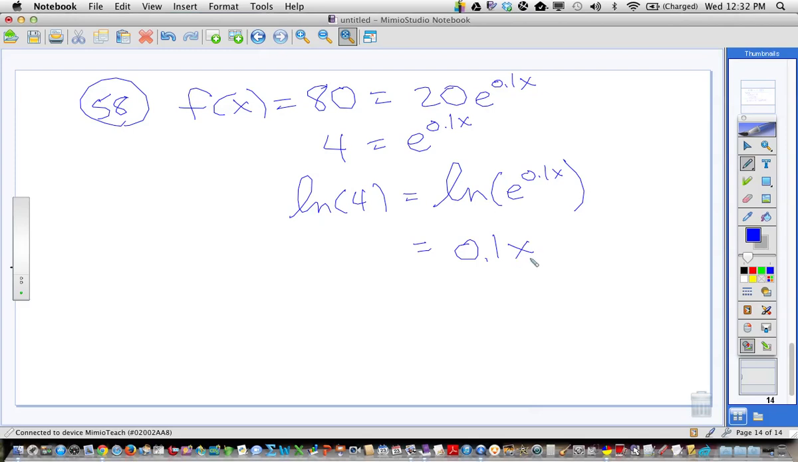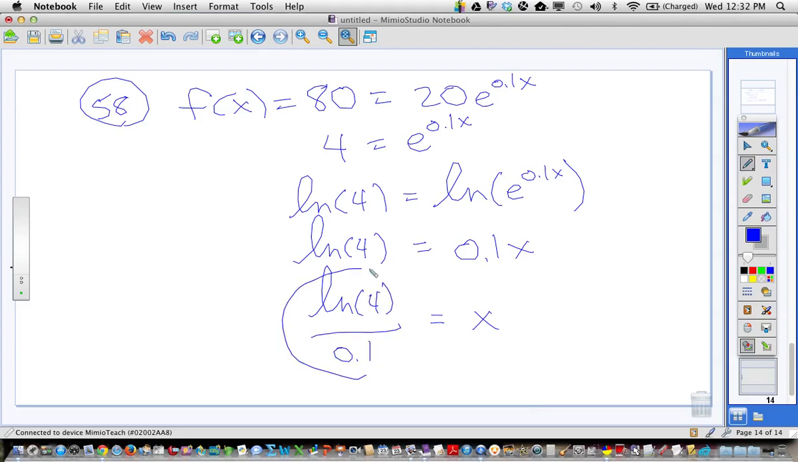Isn't it just 0.1x, right? Because you can bring the 0.1x down in front, which would leave you ln e. ln e is just 1, right? And so it basically is just 0.1x. And then here you got ln 4, and then we said you could just divide by 0.1. Now, let's talk a little bit about how you give that answer.